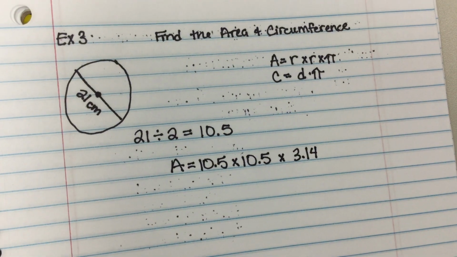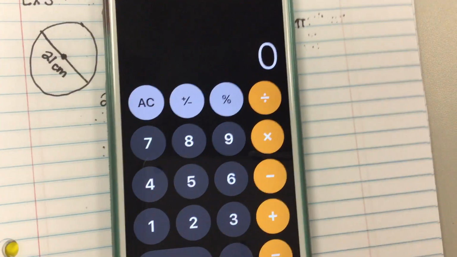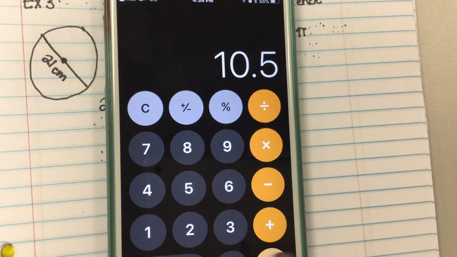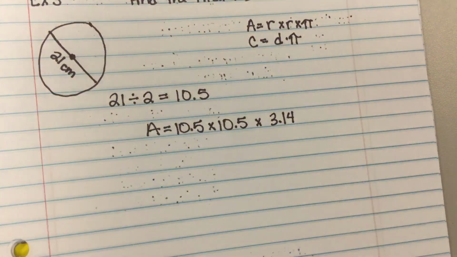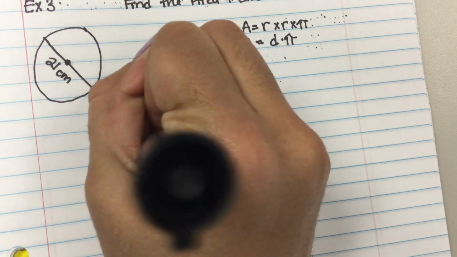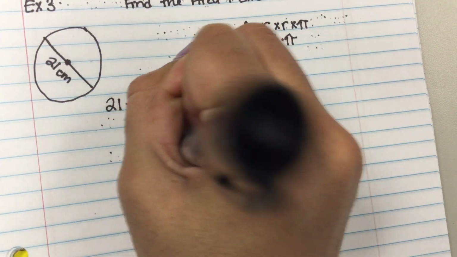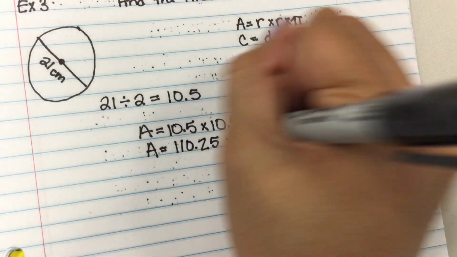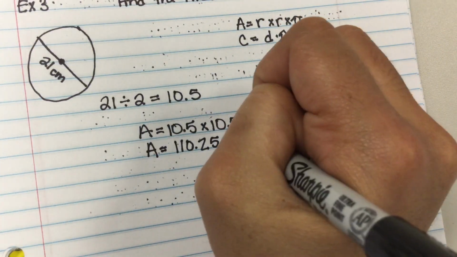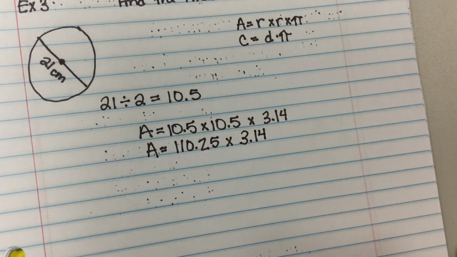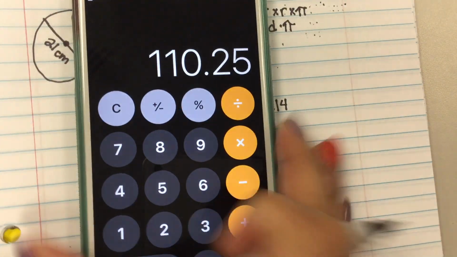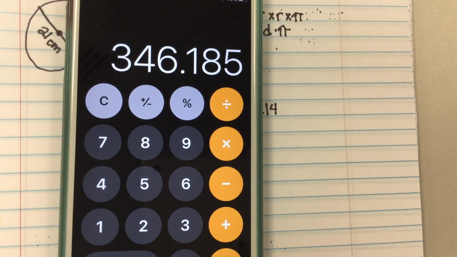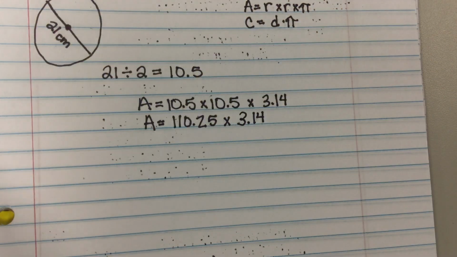Again, in my calculator, I'm going to multiply 10.5 times 10.5, and that gives me 110.25. Times, bring down your 3.14 because we haven't used that yet. And then in my calculator, I'll put times 3.14, and that gives me 346.185.